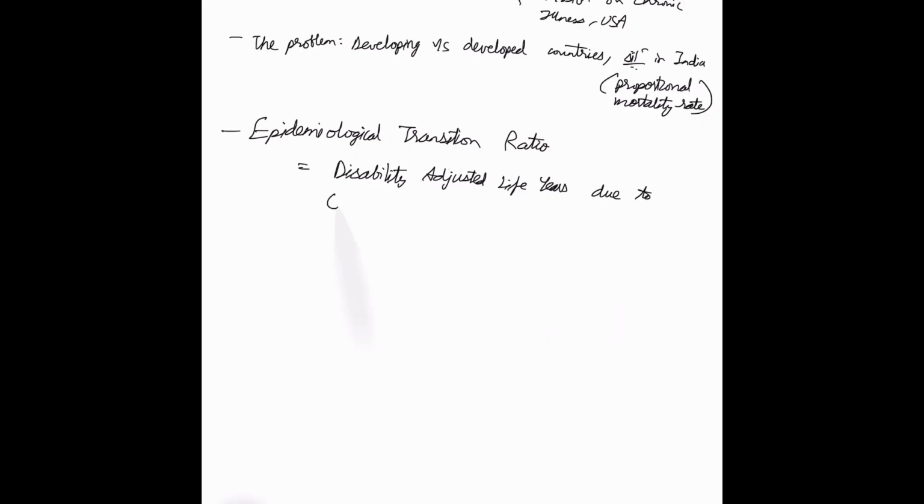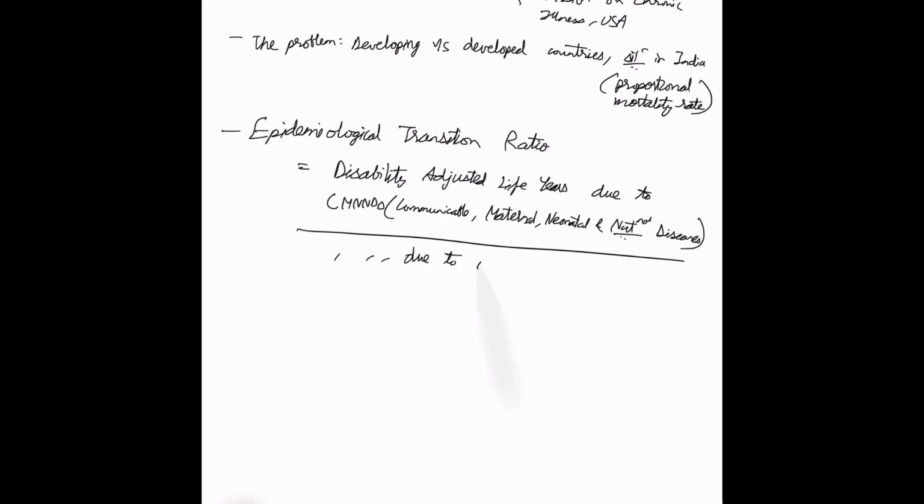We also learn about proportional mortality rate. We then see what's the epidemiological transition ratio, which is basically the ratio of disability adjusted life years due to communicable, maternal, neonatal, and nutritional diseases by disability adjusted life years due to non-communicable diseases and injuries.